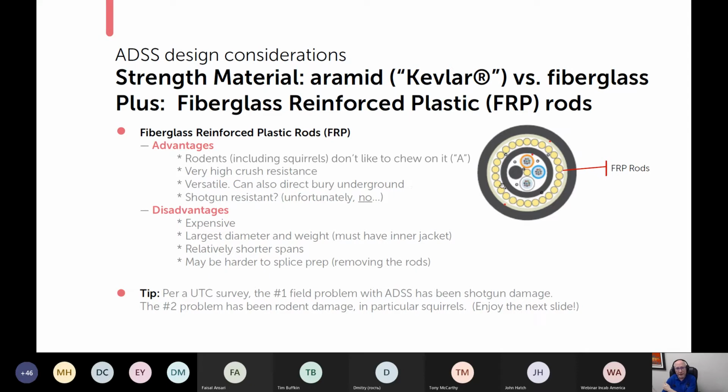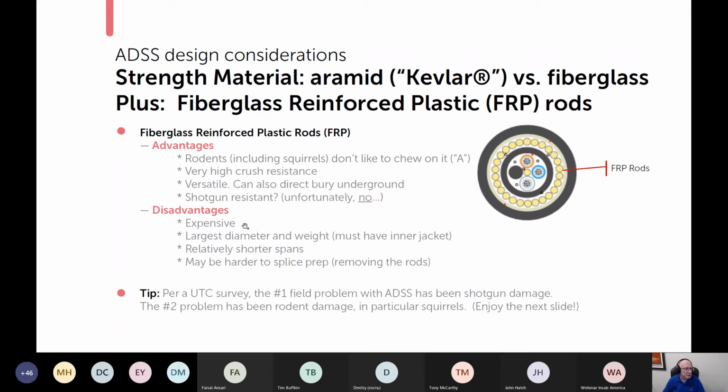Now, I had some hopes. Remember I said before, the #1 field problem with ADSS has been shotgun damage. The #2 has been the rodent damage. I had hoped that maybe this construction would be more shotgun resistant. We did some testing. Unfortunately, no. Not any significant improvement over a standard double jacket construction with aramid.